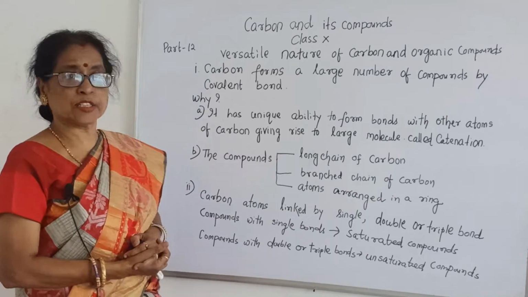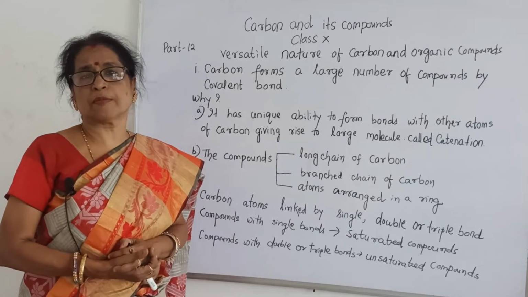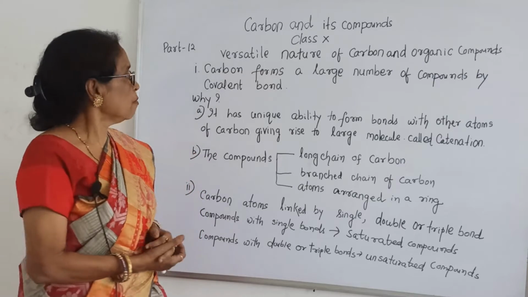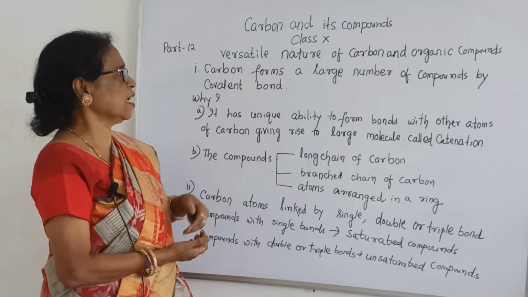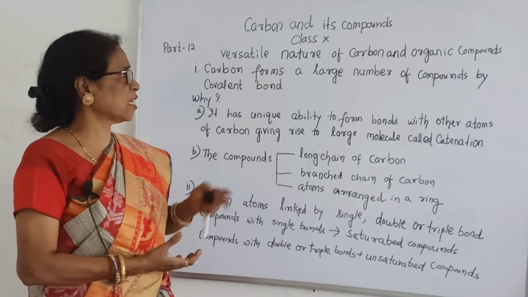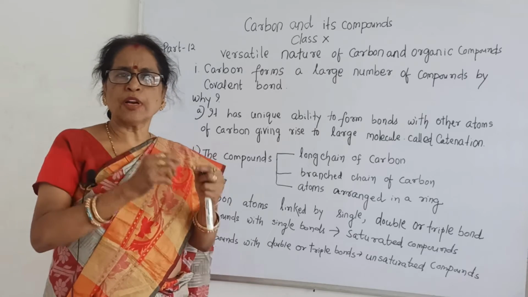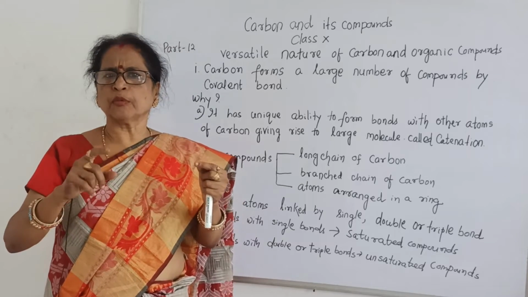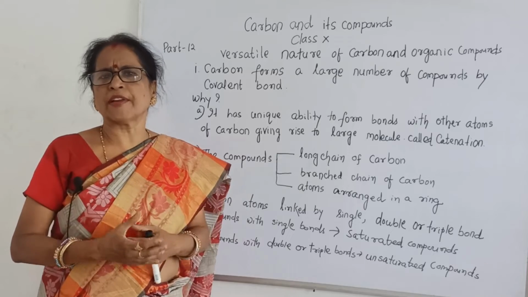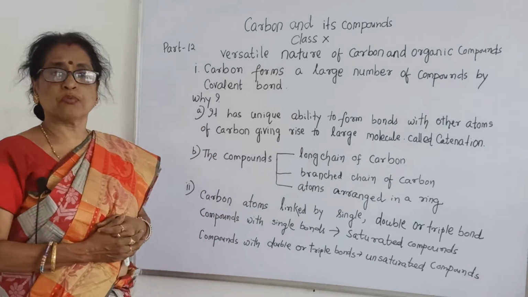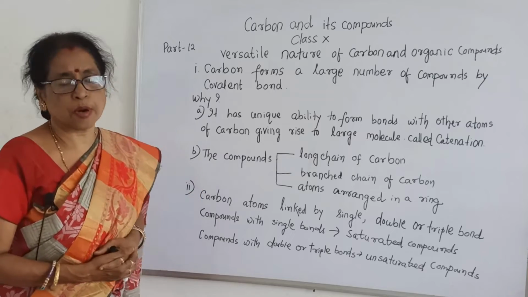What is the versatile nature of carbon? The question is why there is this versatile nature of carbon. Because there are so many points you can see. Carbon forms a large number of compounds with the help of covalent bonds. By covalent bonds, carbon atoms join with each other and form a very large number of carbon compounds. Here the question is why it forms a large number of compounds.